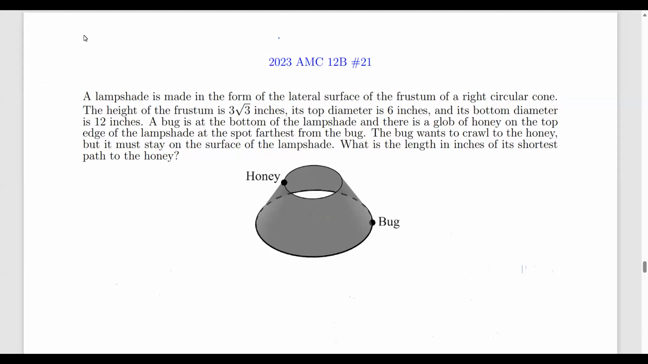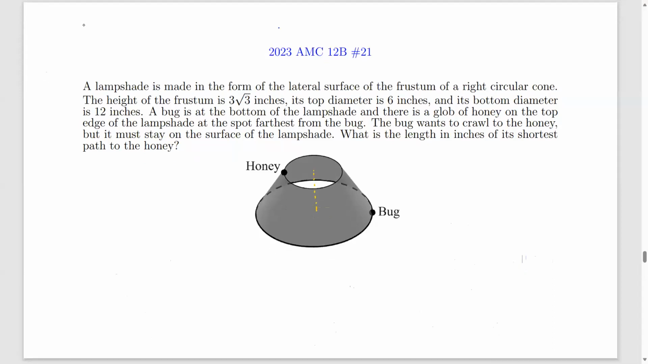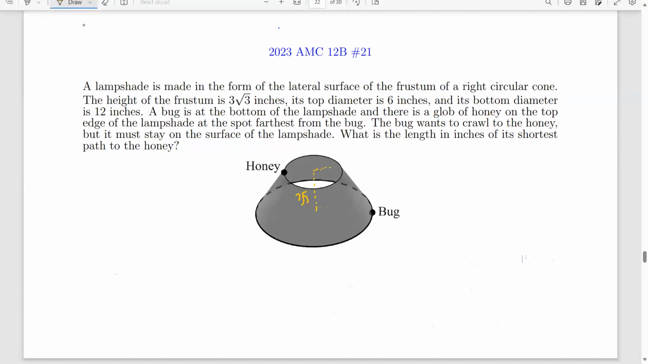A lampshade is made in the form of the lateral surface of the frustum of a right circular cone. The height of the frustum is 3√3 inches. So let's draw the height. Its top diameter is 6 inches. Therefore, the top radius is 3 inches.